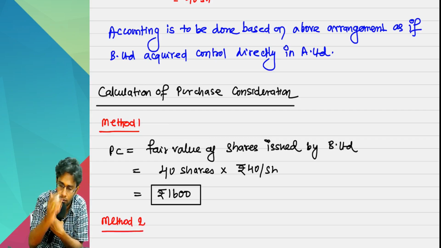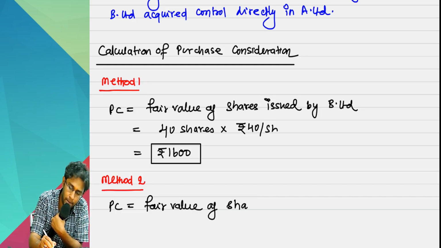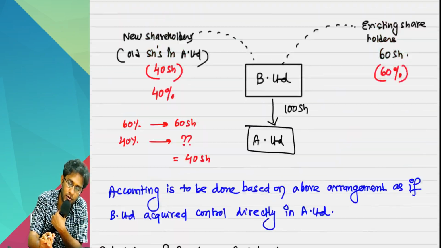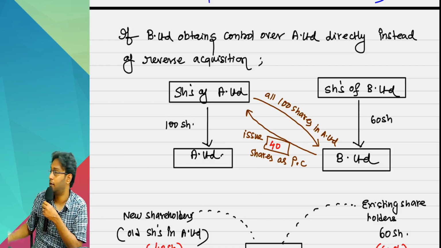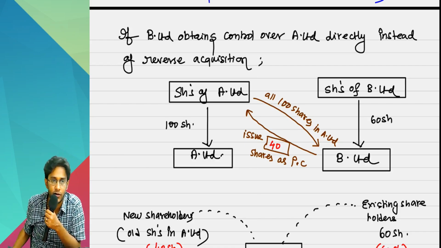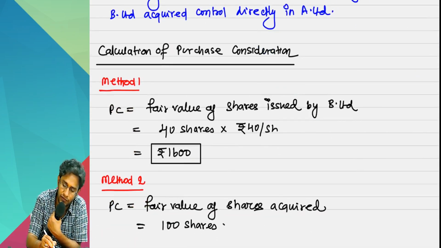Method 2. PC is equal to the fair value of shares acquired. How many shares did you acquire? In substance only 100 shares, not 150. Forget about that legal arrangement. Look at only this: how many shares did you acquire from A Limited? In substance, if you want direct control, 100 shares. 100 shares. What is the fair value?